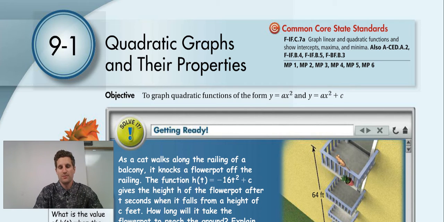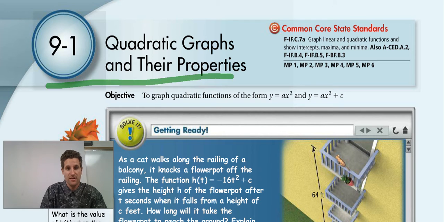Hey guys, welcome. We are in our quadratic chapter and we are going to be talking about quadratic graphs and their properties. So why don't we go ahead and start out by writing this heading, quadratic graphs and their properties. And today our objective is to graph quadratic functions of the form y equals ax squared and y equals ax squared plus c. Okay, so let's get to it.